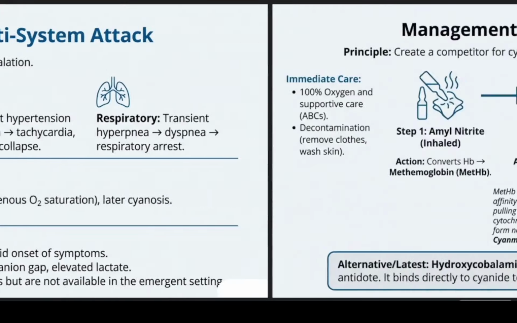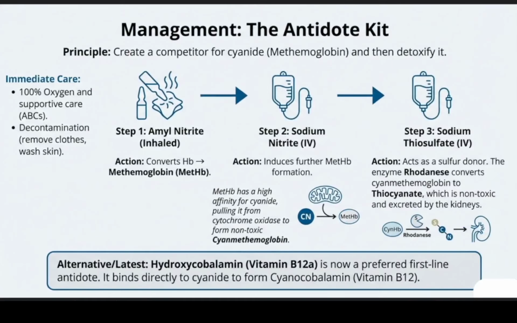So there is something called an antidote kit. What is that? Immediate care, 100% oxygen and supportive care, is to be given. But what you need to remember is to start with amyl nitrite, because amyl nitrite is going to convert hemoglobin into methemoglobin. Next, induce further methemoglobin formation by giving sodium nitrite. Next, again, the basic thing is methemoglobin, I'll tell you why. Apart from that, give sodium thiosulfate, because this is going to act like a sulfur donor.